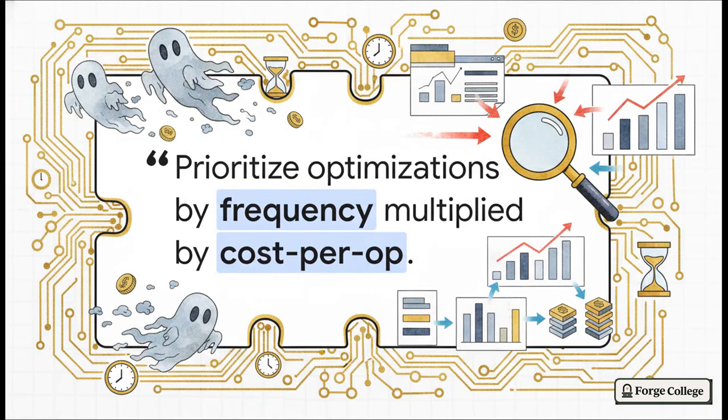So, this brings us to the golden rule of smart contract optimization. Prioritize your optimizations by frequency multiplied by cost per op. You really need to memorize this equation. It prevents you from chasing ghosts, it stops you from wasting time on cold paths, and it keeps you hyper-focused on the metrics that actually matter for your application's survival.